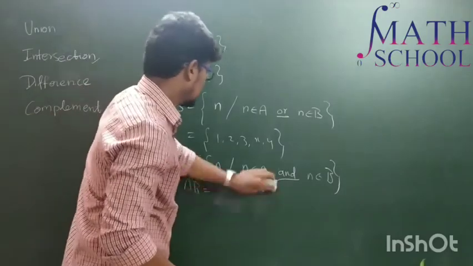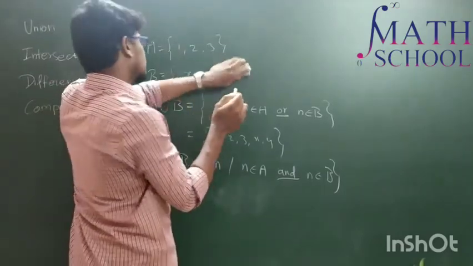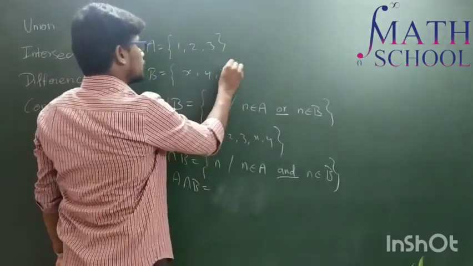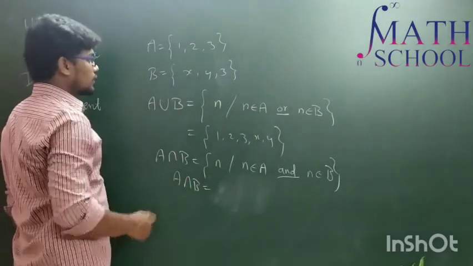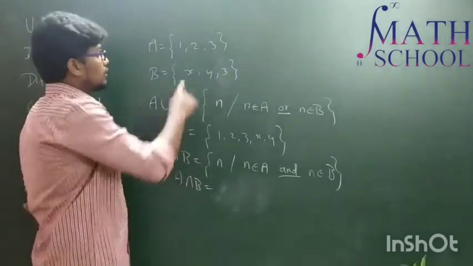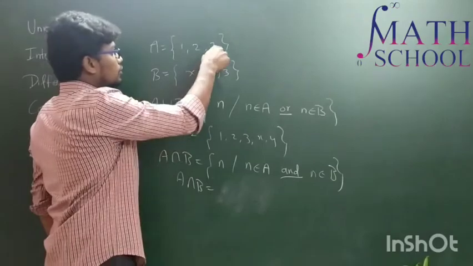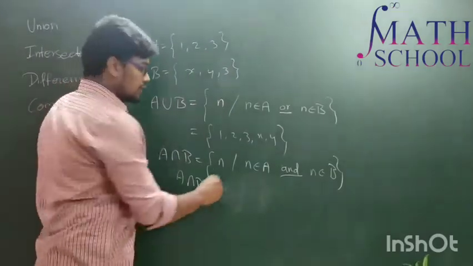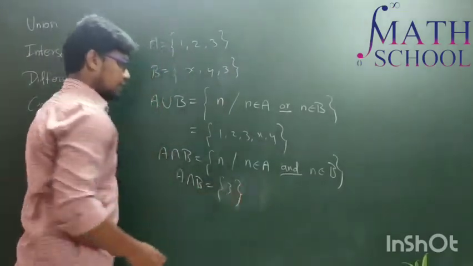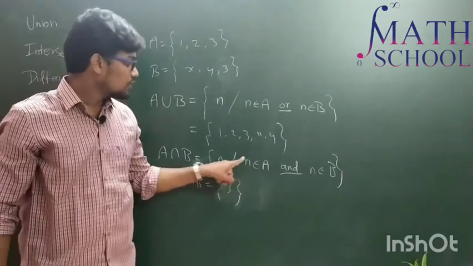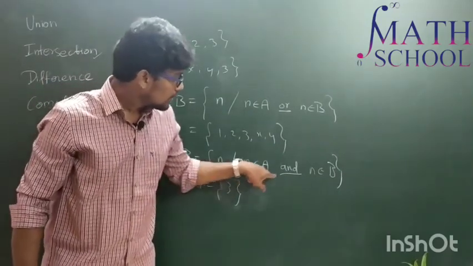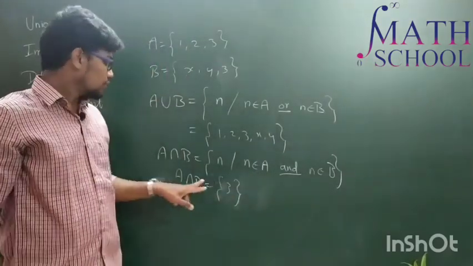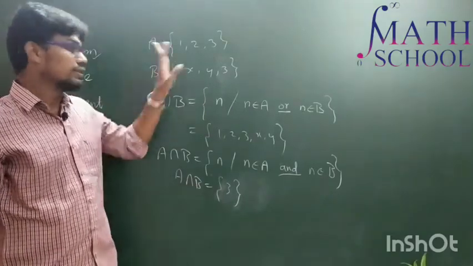Suppose I change my set like this, it has x, y and also 3. So for this, what is our A intersection B? 1, 2, x, y? No. But 3 is present in both the sets. So I can write 3. Yes, 3 is the only element present in both sets. So A intersection B is equal to 3 in this case.